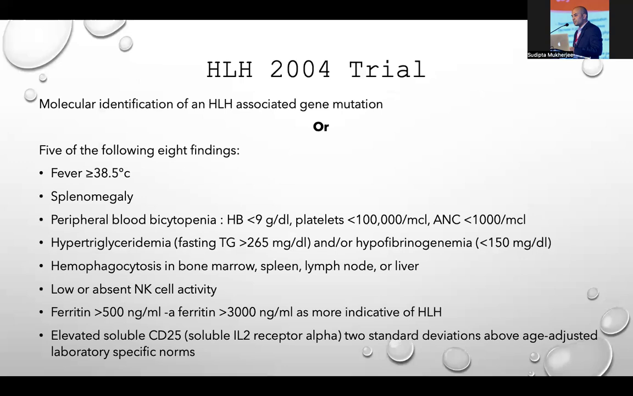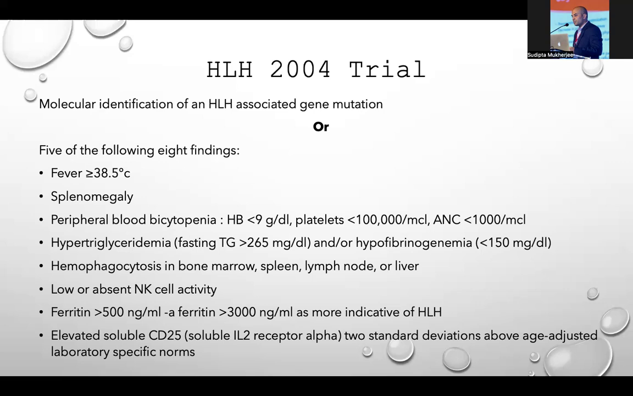So the diagnostic criteria laid down by the HLH 2004 trial suggest either you can diagnose by molecular identification of an HLH-associated gene mutation, as has been described, or 5 of the following 8 findings: fever more than 38.5 degrees centigrade, splenomegaly, peripheral blood bicytopenia, hypertriglyceridemia or hypofibrinogenemia, hemophagocytosis in bone marrow, spleen, lymph node, or liver, or also in peripheral blood, which is very difficult to demonstrate.